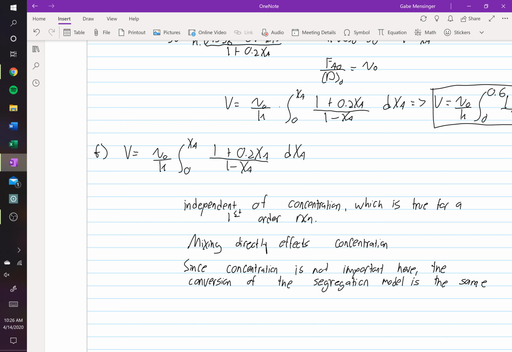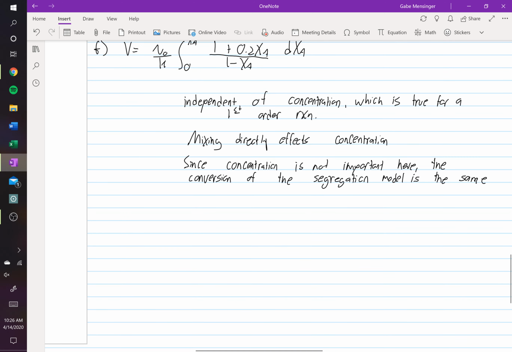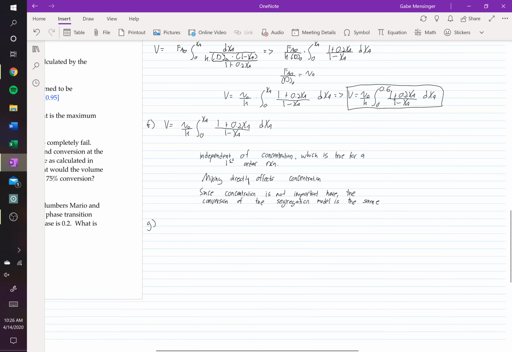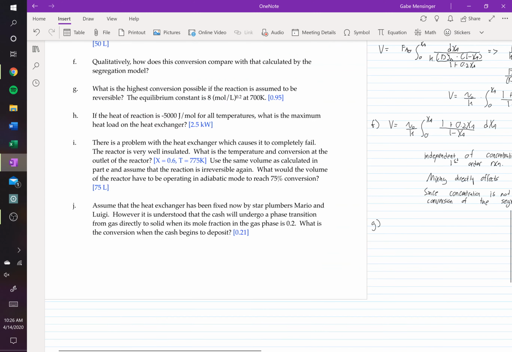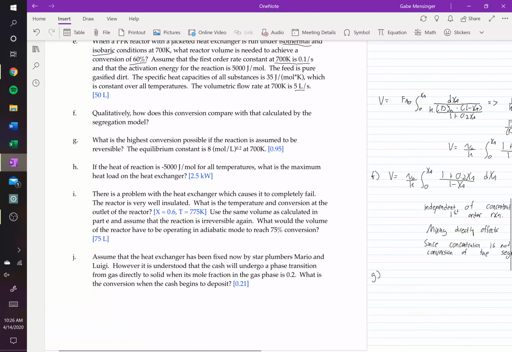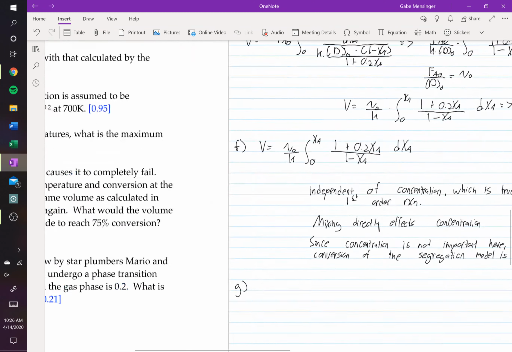And this only holds true for a first order system. Okay, so moving on to part G. What is the highest conversion possible if the reaction is assumed to be reversible? The equilibrium constant is 8 moles per liter to 0.2 at 700 Kelvin.